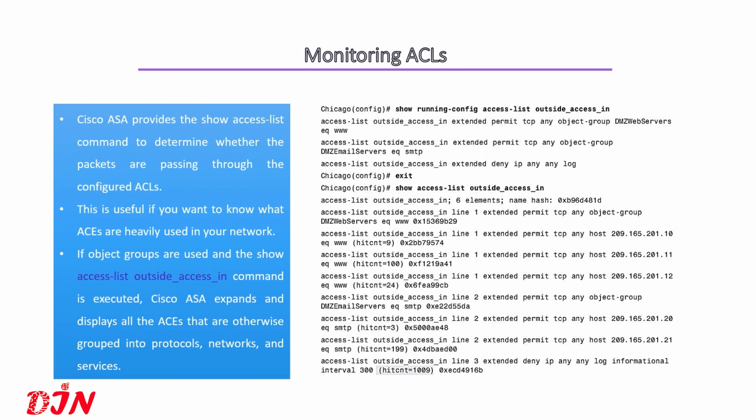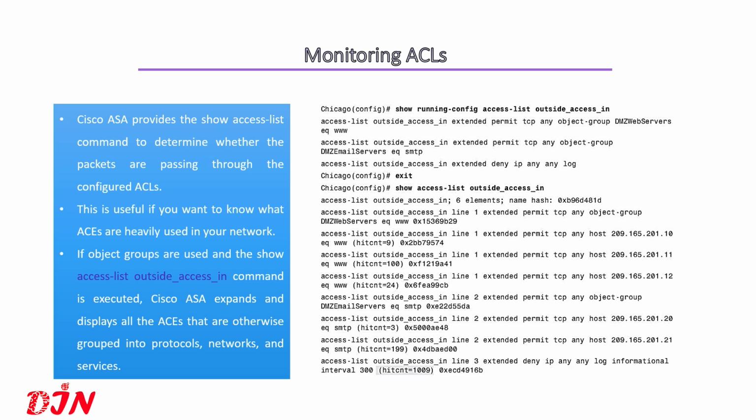Monitoring ACLs. Cisco ASA provides the show access-list command to determine whether the packets are passing through the configured ACLs. When a packet is matched against an ACE, the security appliance increments the hit count counter by 1. This is useful if you want to know what ACEs are heavily used in your network. The example shows the output of an ACL called outside_access_in.